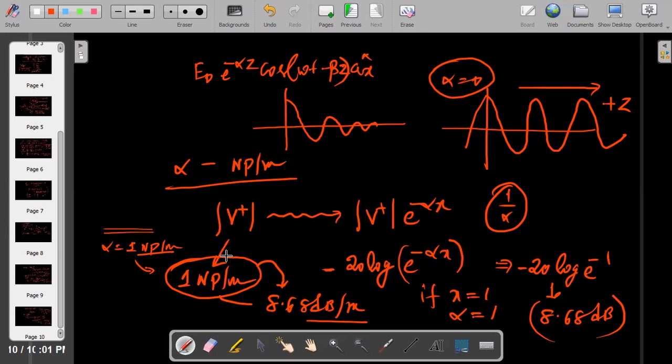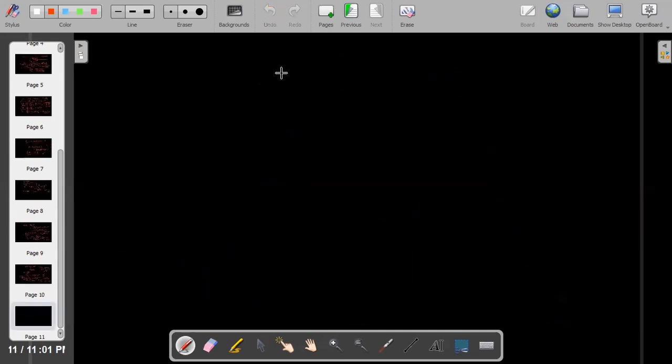Okay. So please remember, 1 Neper per meter is equivalent to 8.68 dB per meter. And this calculation is coming like that only, provided your x is also 1. Otherwise, it will not come. Another problem may come like that.